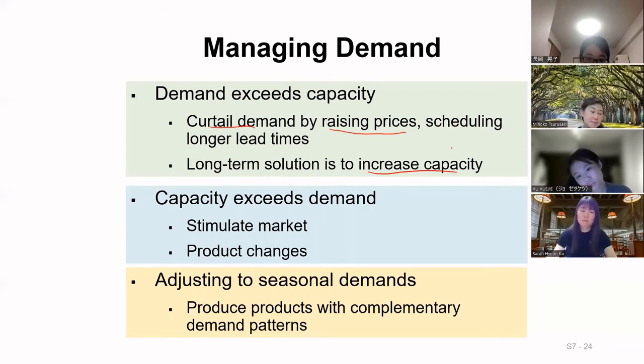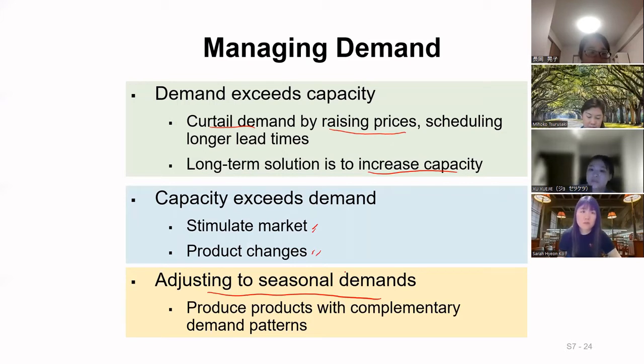What if capacity exceeds demand? Now, you have capacity, but your demand is low. What do you do? You need to stimulate the market. You need to have sales, or you have product changes to change your capacity and make different products. Or for another reason, to adjust to seasonal demand. Some companies don't only produce one kind of product for one season. They produce many products for different kinds of seasons. For example, making shirts. Japan is lucky because you can make shirts for winter, summer, and spring seasons, so they can adjust to the seasonal demands.